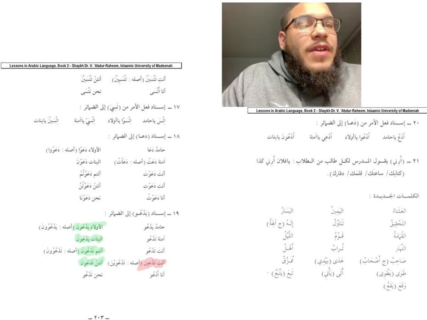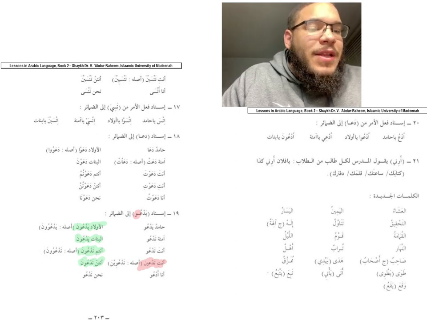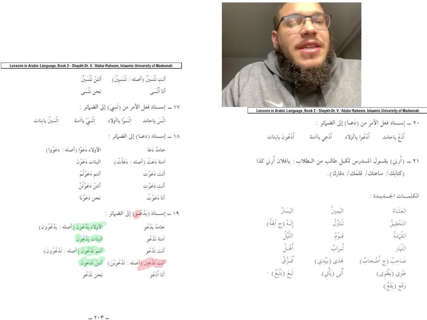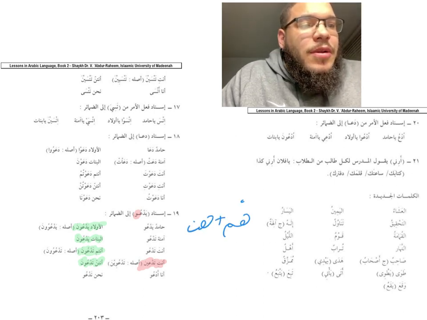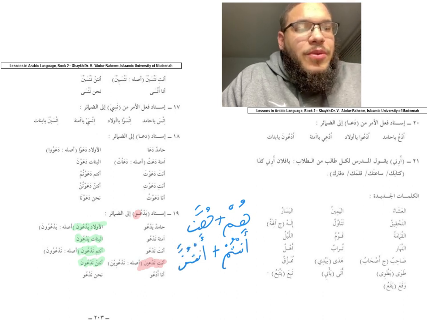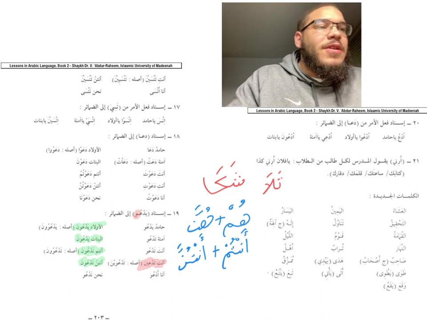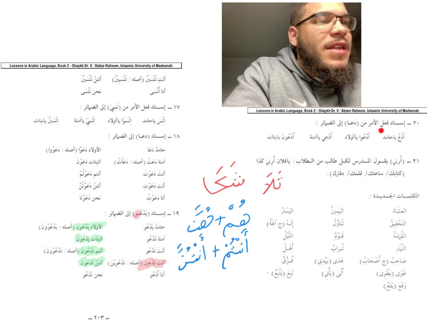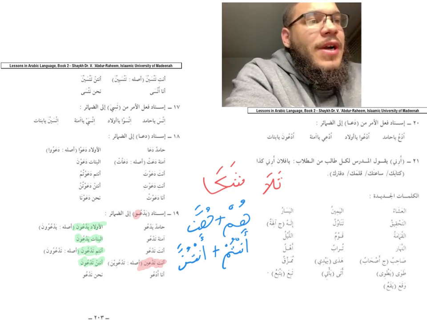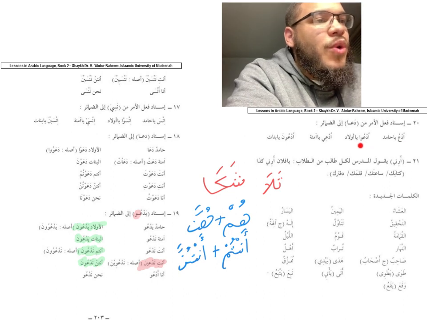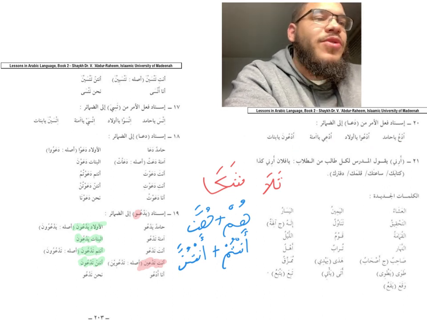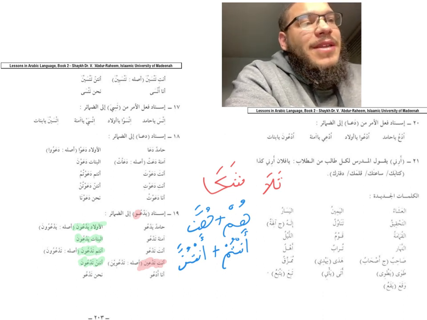That's in the final weak verb with waw. The pronouns that share the same conjugation in the present tense are hum plus hunna, and antum plus antunna, as you can see in the example. So to practice, you're going to practice this with shaka and tala, for example. Okay, they're on the same pattern of that verb. And then again, observe إسناد الفعل الأمر من دعا إلى الضمائر. So how we conjugate the command verb of this form: أدعو, أدعو, أدعي, أدعونا. So shaka, tala would follow the same pattern as da'a.